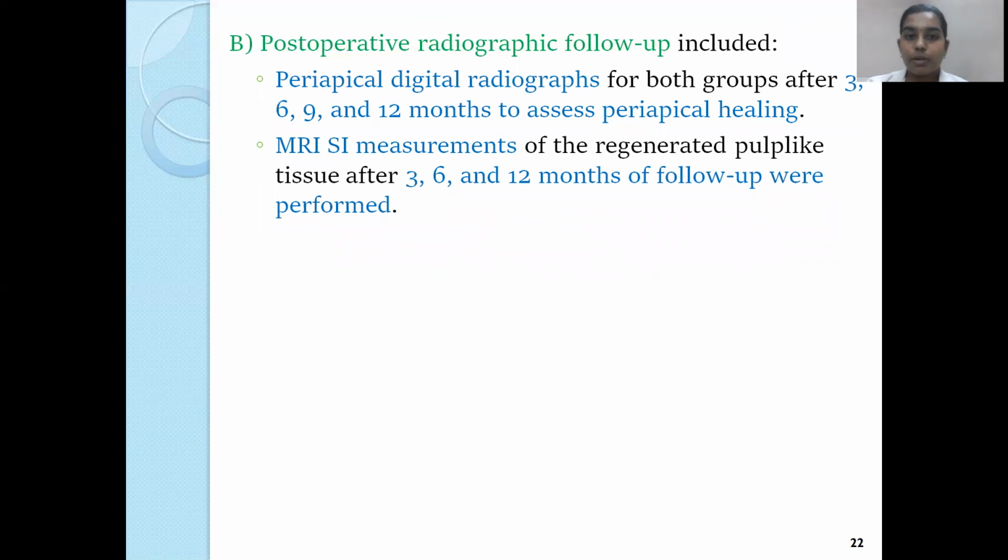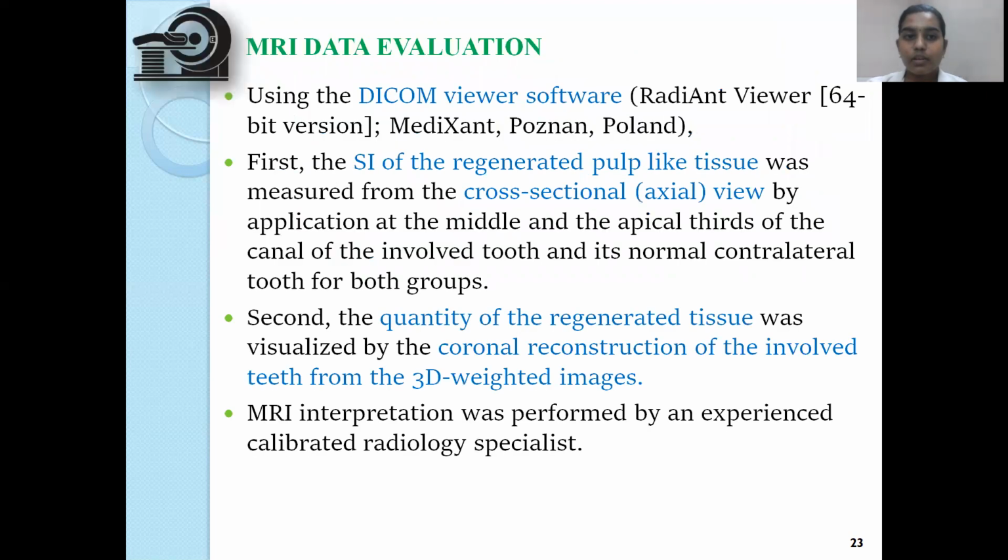Post-operative radiographic follow-up included periapical digital radiographs for both groups after 6, 9, and 12 months to assess periapical healing. MRI signal intensity measurement of the regenerated pulp-like tissue was performed after 3, 6, and 12 months of follow-up. MRI data evaluation was done using the DICOM viewer software.